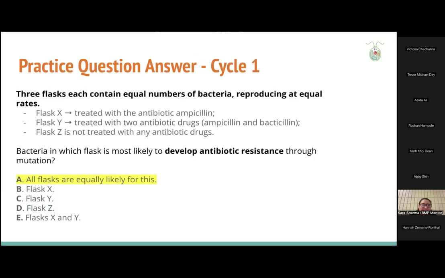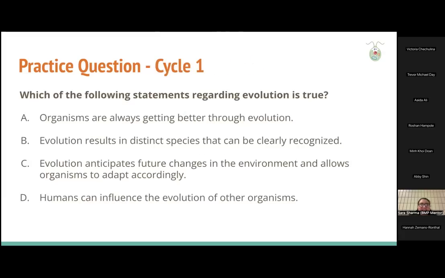Next slide, Hannah. Okay, so the answer is A, because all flasks are equally likely to get this type of resistance. Mutations are so random that they could really happen in any of these flasks. So it's really important to know that mutations don't happen to strive for a certain type of trait, they just happen randomly. Let's do another one. Next slide.